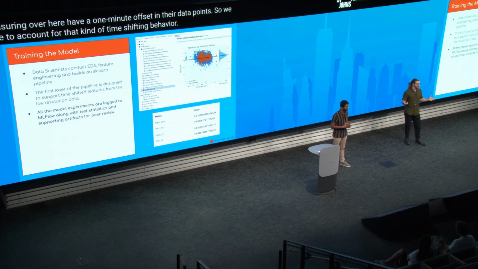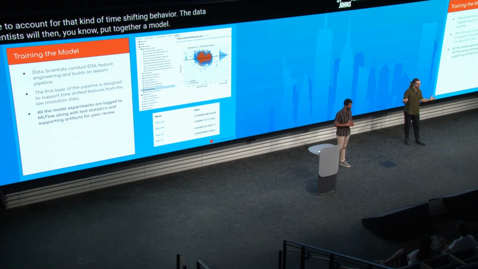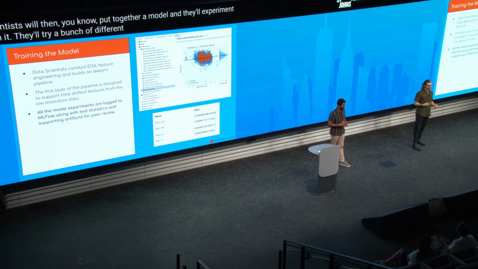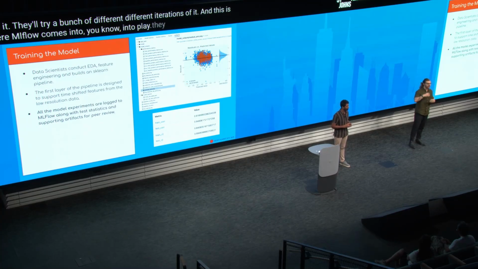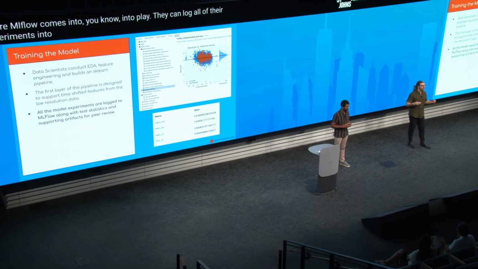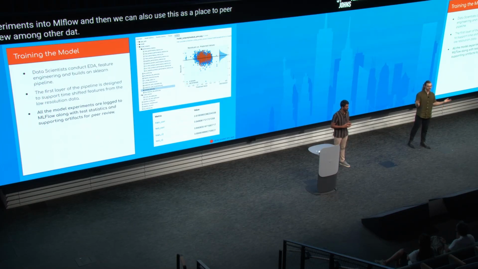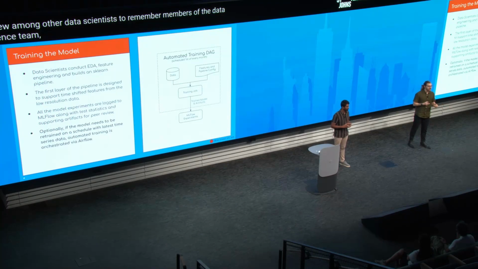The data scientists will then put together a model and they'll experiment with it. They'll try a bunch of different iterations of it. And this is where MLFlow comes into play. They can log all of their experiments into MLFlow, and then we can also use this as a place to peer review among other data scientists or members of the data science team.